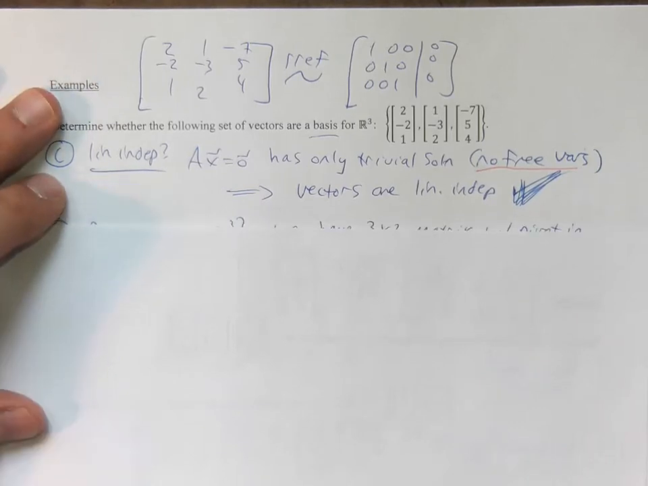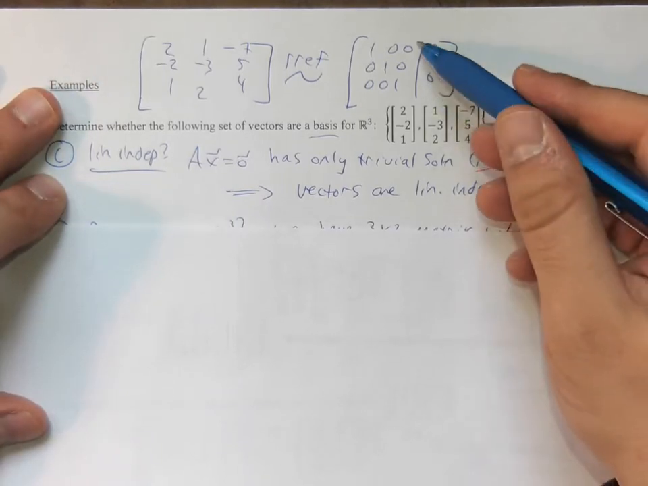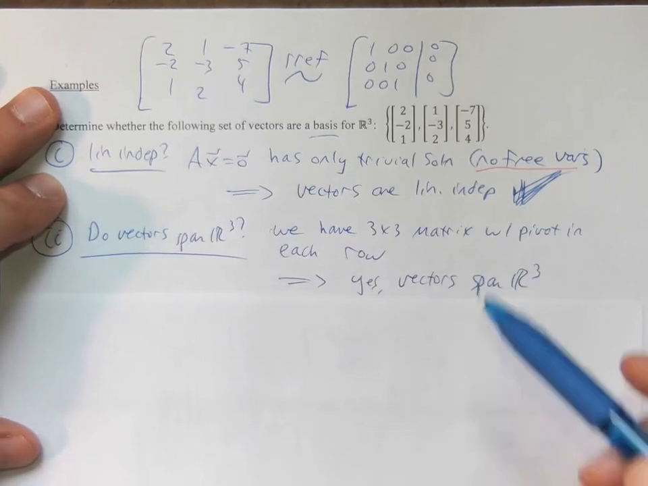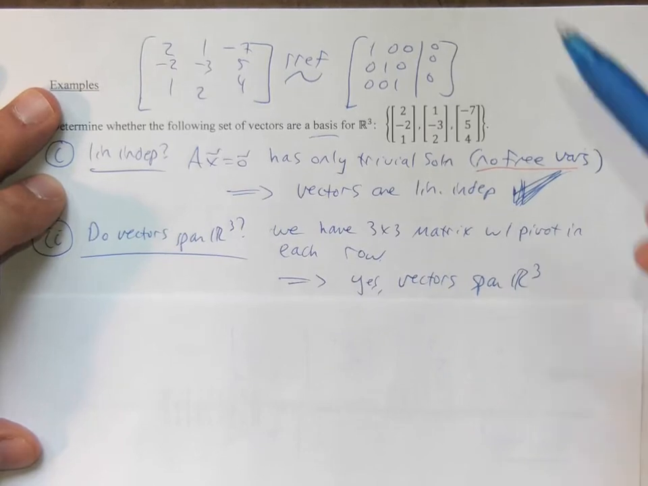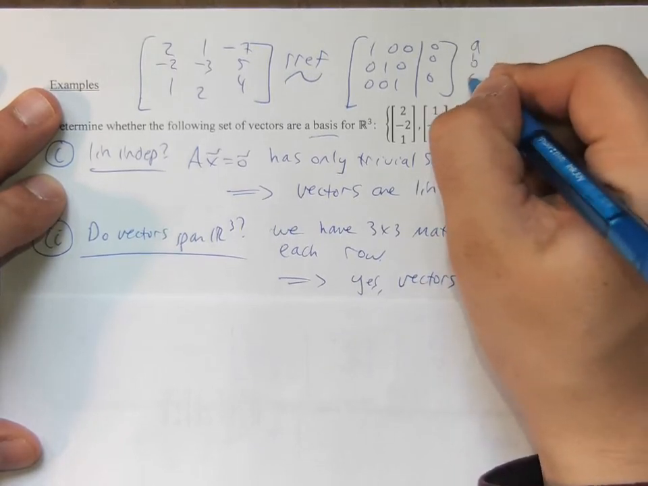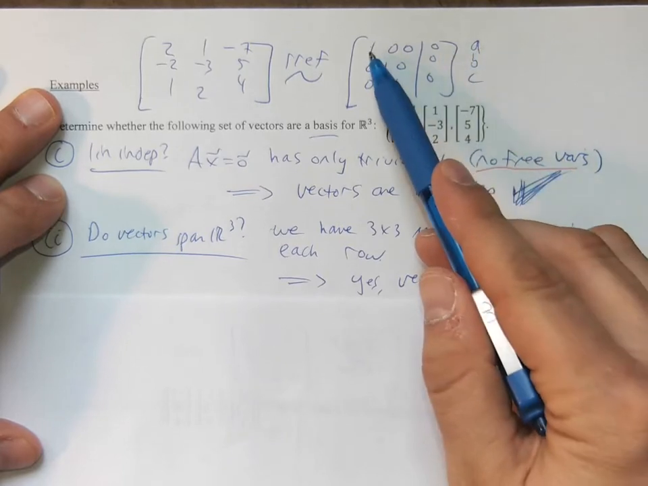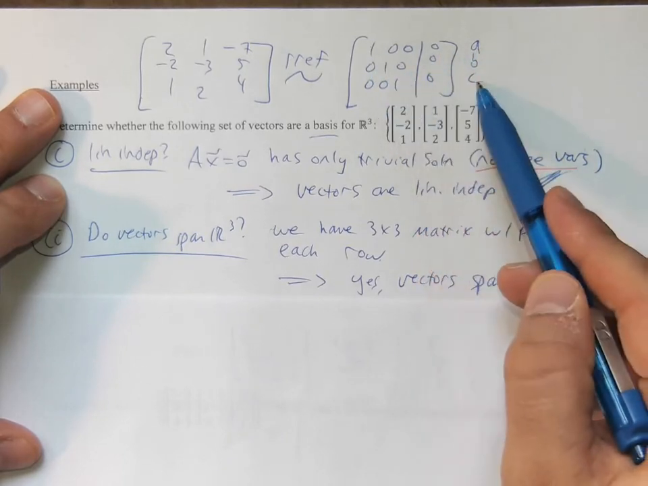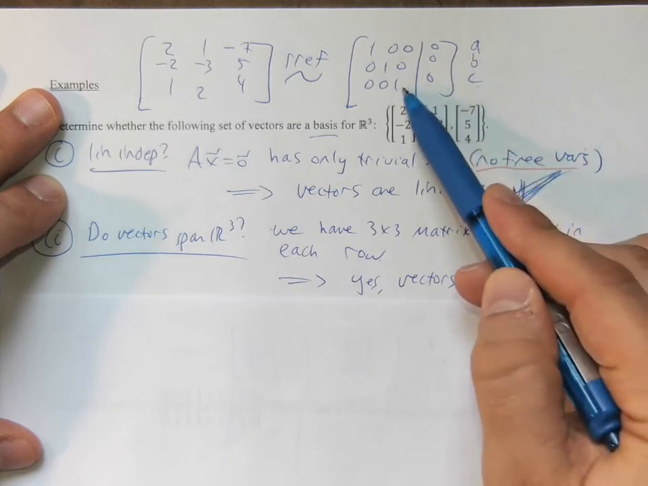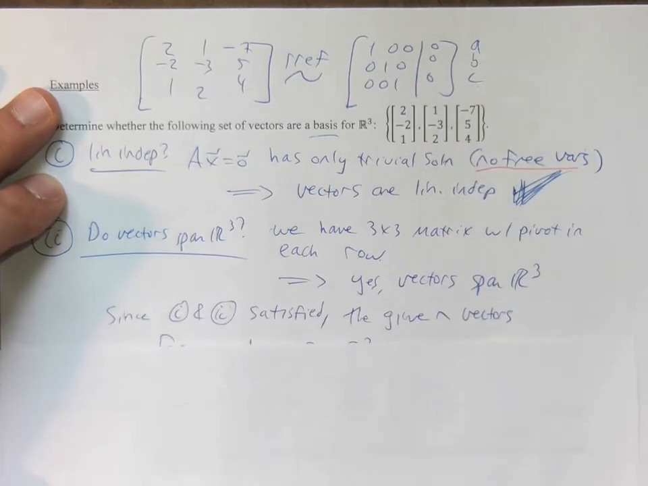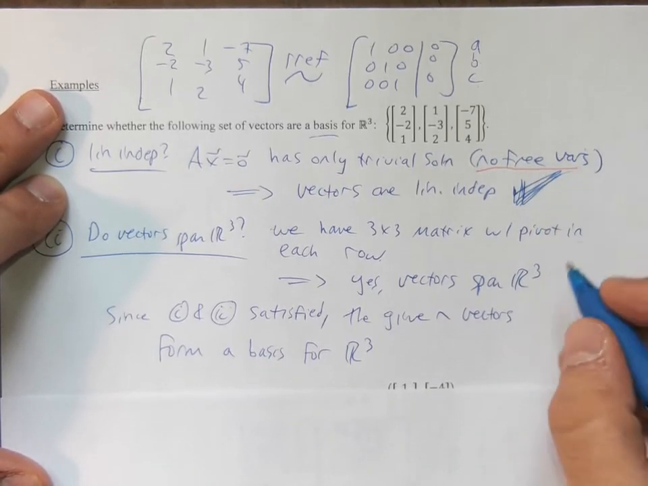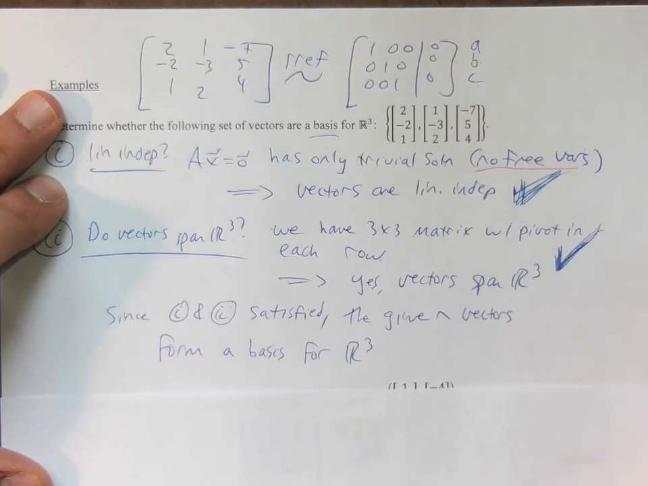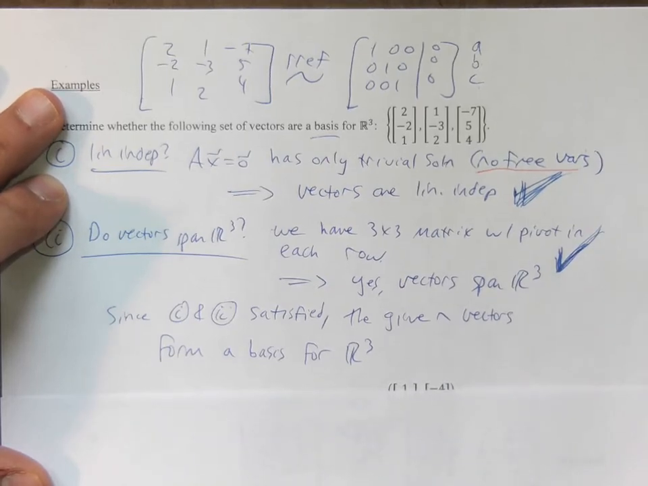The second part, do the vectors span R3? Well, there's a pivot in every row, so yes. We have a 3 by 3 matrix, there's a pivot in every row, and so yes, the vectors span R3. It's like if you wanted this to equal A, B, C, you get the first answer from this row, the second answer from this row, and the third answer from this row. So it doesn't matter what A, B, C are, you're going to get an answer for each one. Since both things are satisfied, we've got linear independence, and we've got a pivot in every row, we do have a basis for R3 in this case.